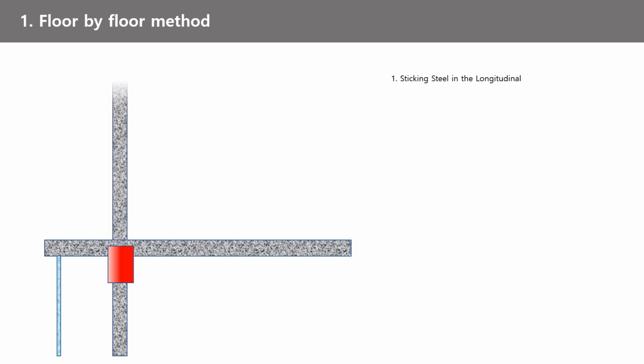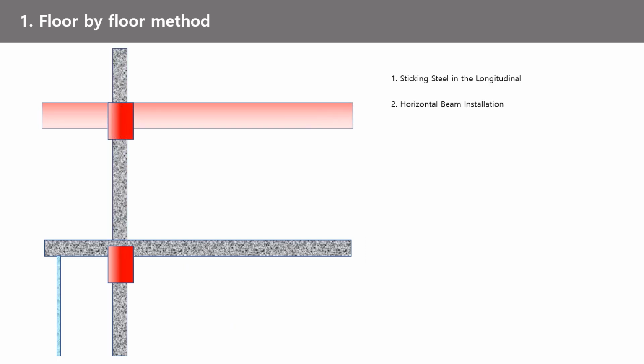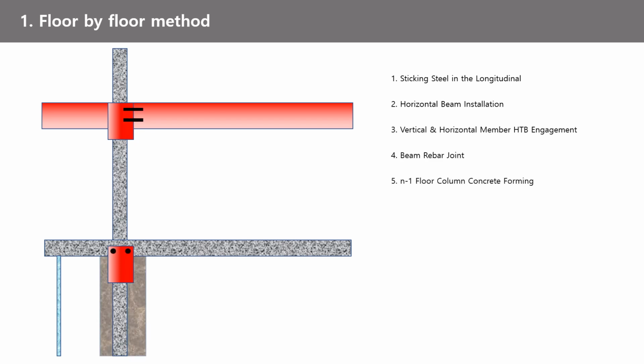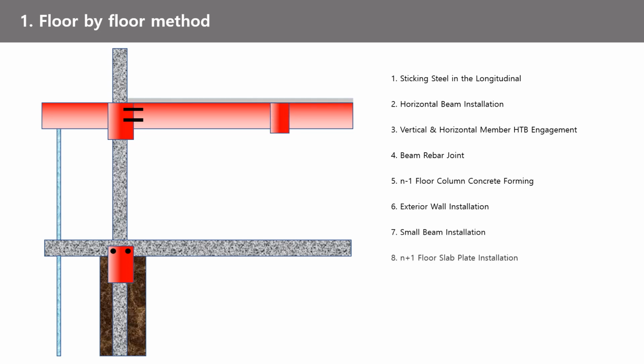It can be well explained by watching the construction process of the flow-by-flow method. As you can see, construction can proceed simultaneously on both lower and upper floors.